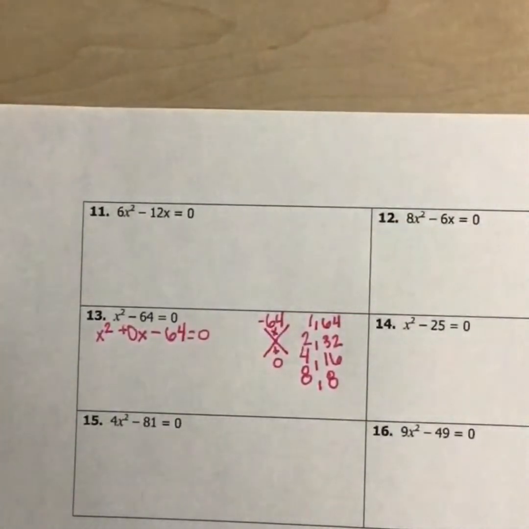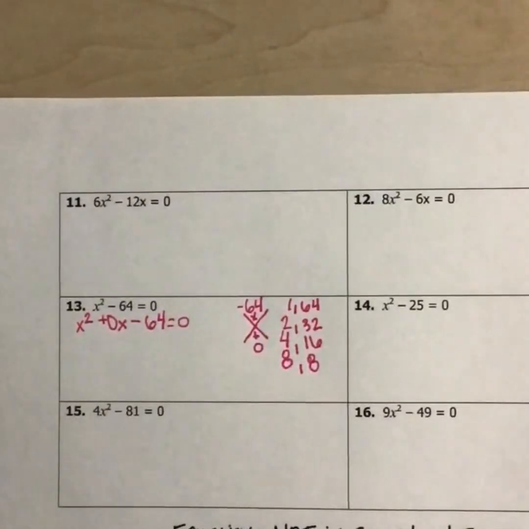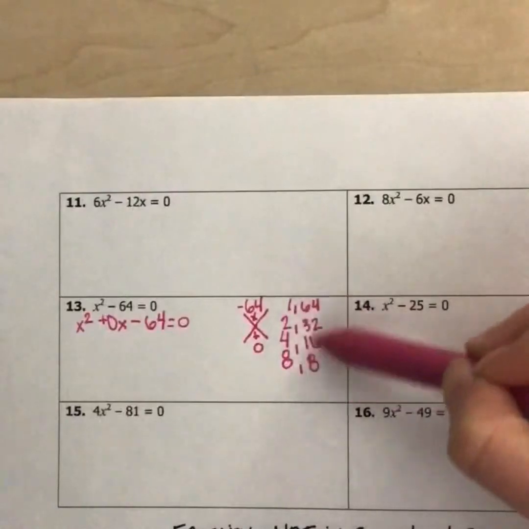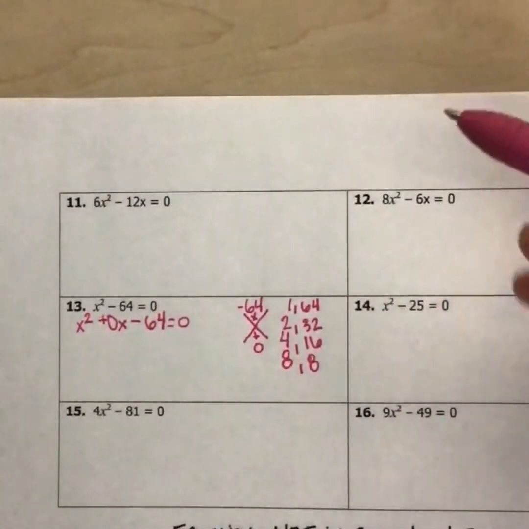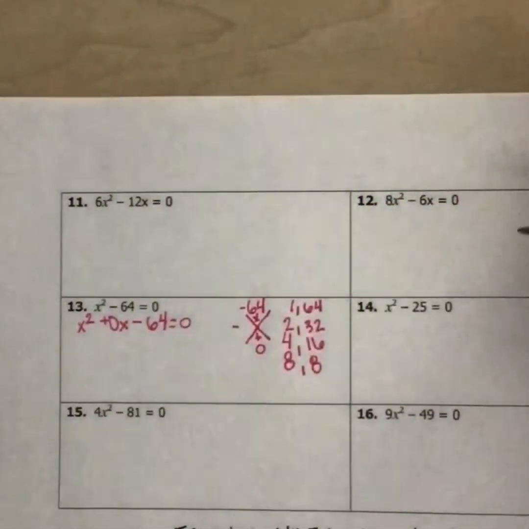So we figured out the things that multiply together to give me 64, but now I need to figure out which ones are going to add to give me 0. Well, as they are right now, none of these can be added together to get 0. However, I know that one of these factors has to be negative.